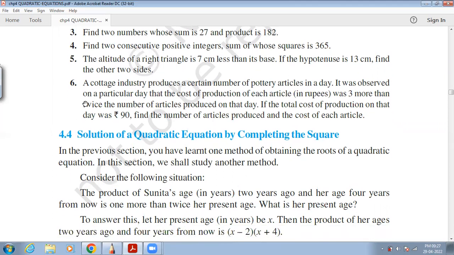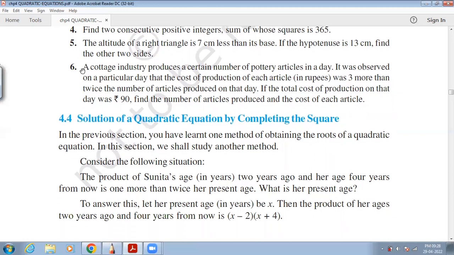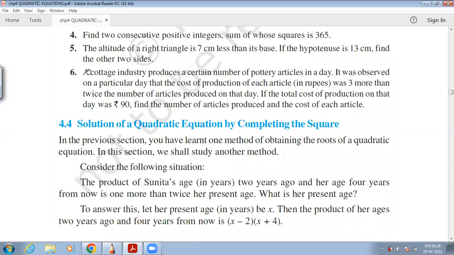So a cottage industry produces a certain number of pottery articles in a day. It is observed on a particular day that the cost of production of each article was 3 more than twice the number of articles produced on that day. The total cost of production on that day is 90. Find the number of articles produced and the cost. So 5 and 6 both are very important sums. Please do try on your own, since we need to cover as much ground here as possible in as little time. I'm going to move ahead. Try this problem. If there is any doubt, just put a comment below and then we can discuss it further.